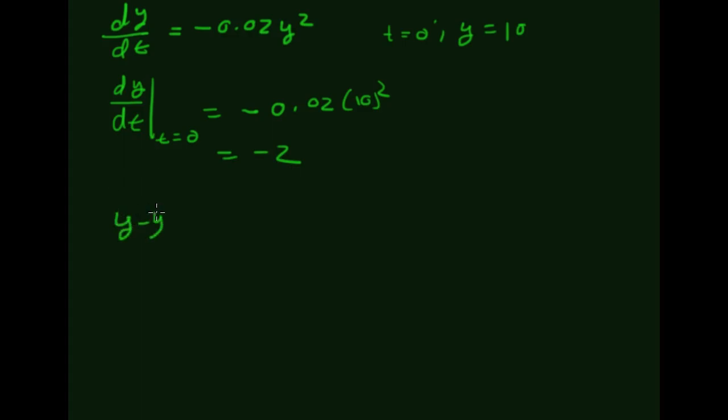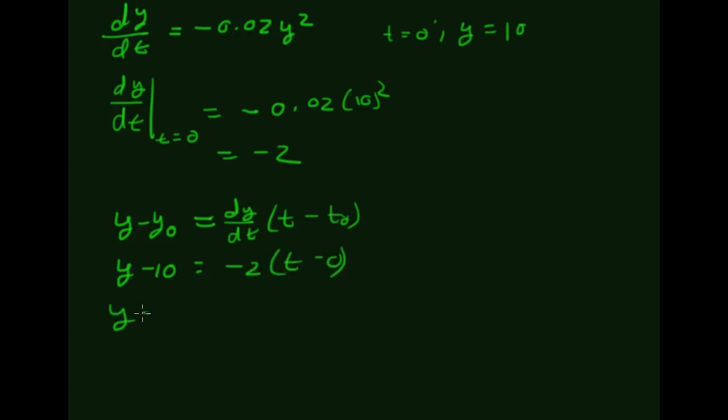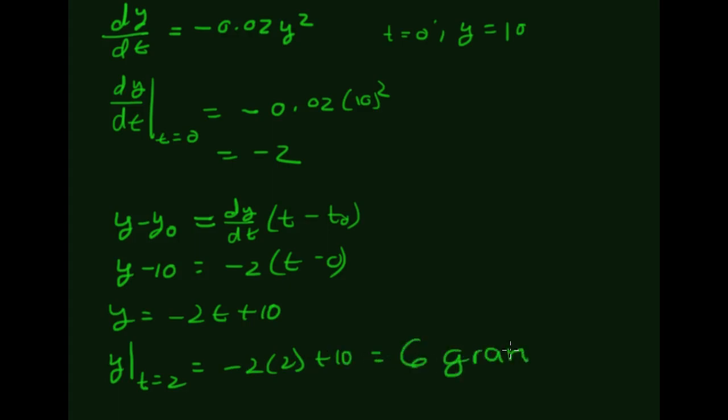So we want y minus y null is equal to dy/dt times t minus t null, right? So y minus 10 is equal to negative 2 times t minus 0. So y is equal to negative 2t plus 10 is the tangent line when t is equal to 0. And we want the approximation for when t is equal to 2. So this is going to be negative 2 times 2 plus 10, which is 6 grams. All right, so that's problem 4A.